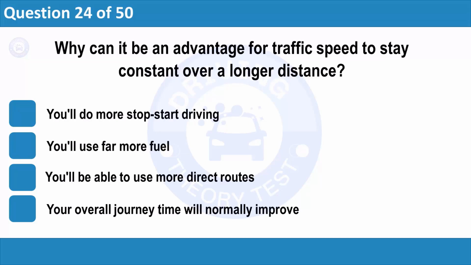Why can it be an advantage for traffic speed to stay constant over a longer distance? You'll do more stop-start driving. You'll use far more fuel. You'll be able to use more direct routes. Your overall journey time will normally improve.